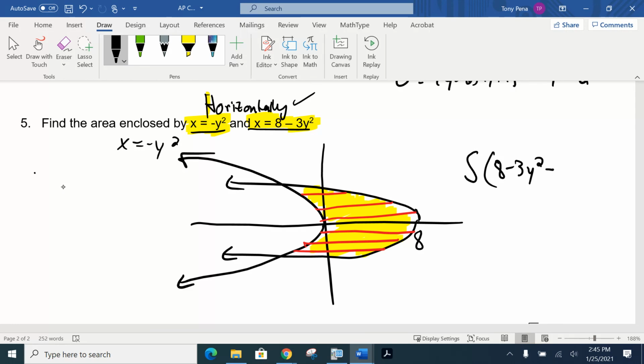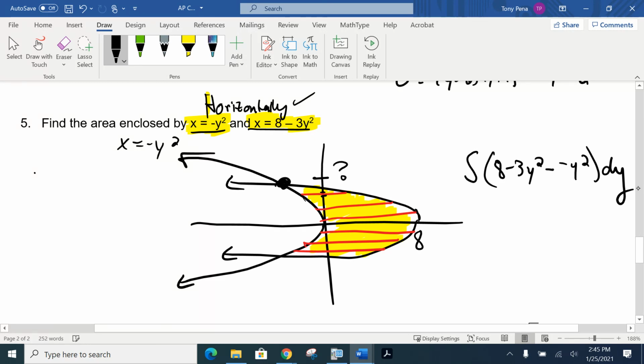Minus the left-hand side, which is this negative y squared parabola. So minus the negative y squared. And then the width of all of these is the change in y. Because again, just look at my red marker here. See how it's going through the y-axis? So whatever the width is from here to here, that's how wide that rectangle would be. So our width is measured as a change in y. And then our limits would just be whatever the y-coordinate is up here to whatever the y-coordinate would have been down here. So we need to figure those two things out by setting the equations equal.